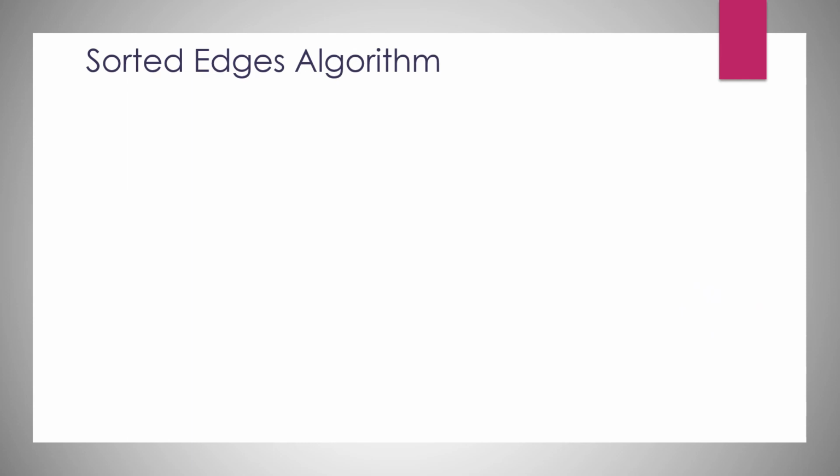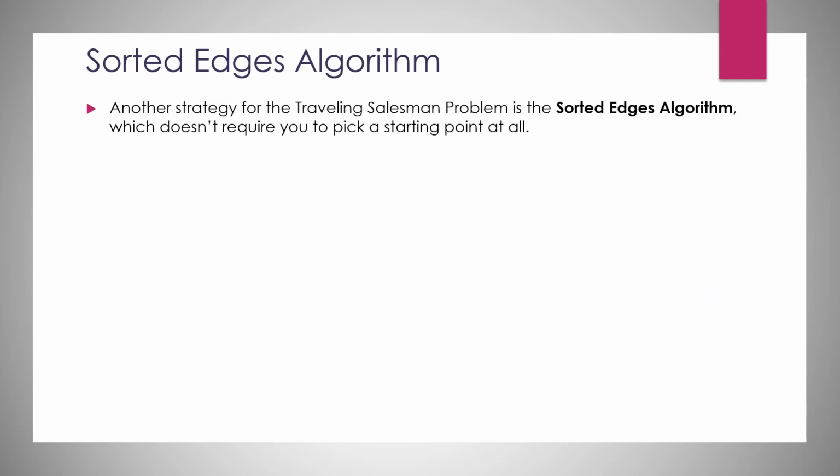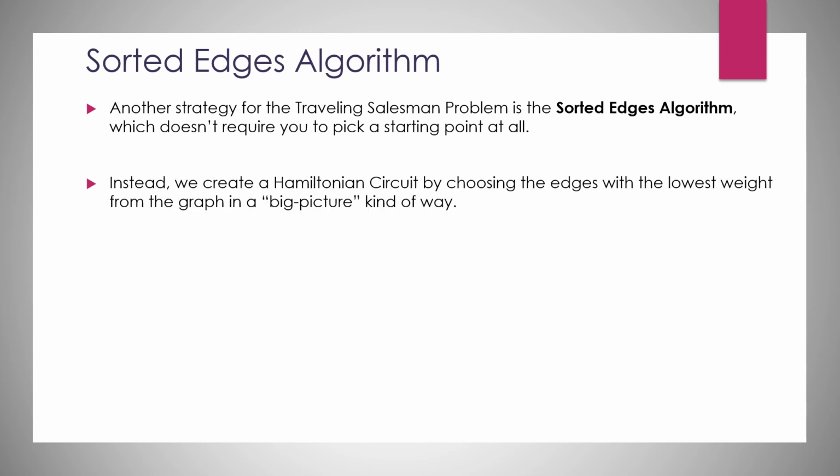Now, before we start applying that, we're going to start talking about the sorted edges algorithm so that we have a good application. So this is another strategy to solve the traveling salesman problem. Again, it's not perfect, but the best part is that you don't actually have to pick a starting point at all. It's not required. Instead, we'll create a Hamiltonian circuit by just choosing the edges, but in more of a big picture kind of way. So all we do is start with the lowest weight edge in the graph, and we're going to add it to our little circuit.